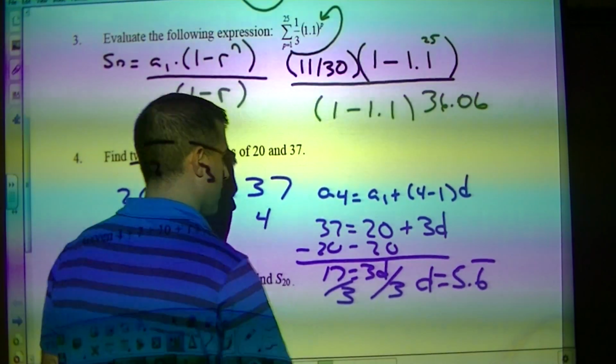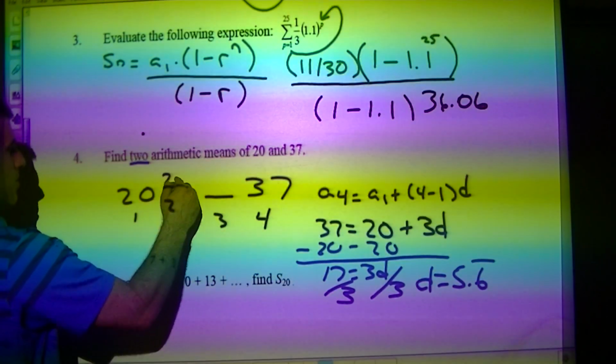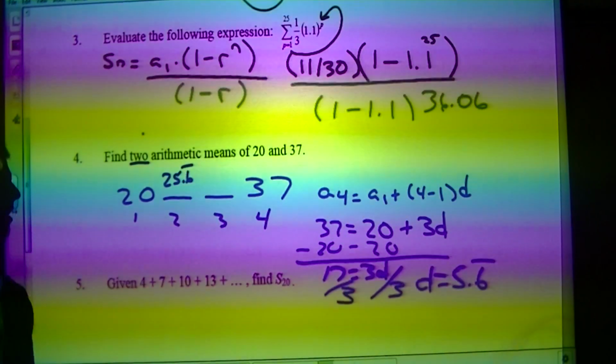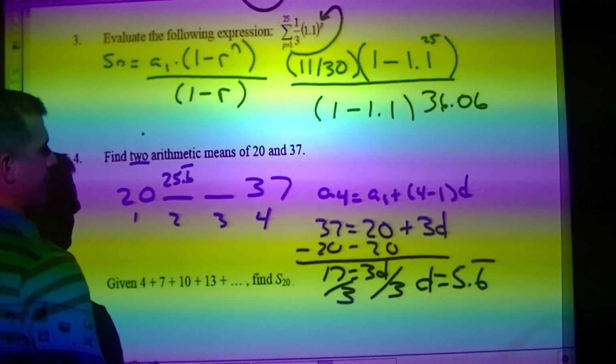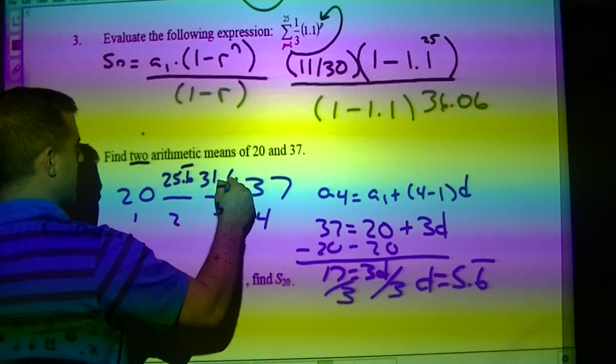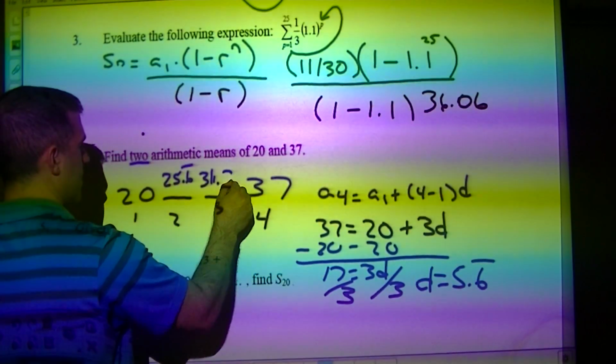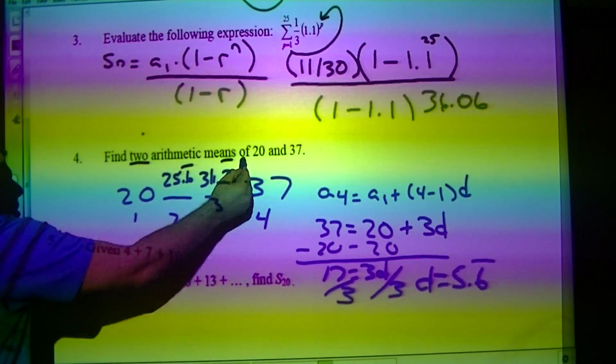5.6 repeating. Okay, so what I'm going to do is add 5.6 repeating there. So that's going to be 25.6 repeating. If I add another 5.6, I'm going to get about 31.3 repeating. Whoops, 31.3 repeating. And if you add another 5.6, you would get to that.